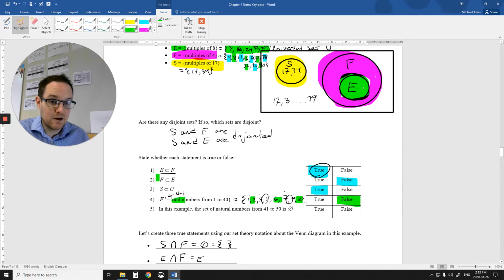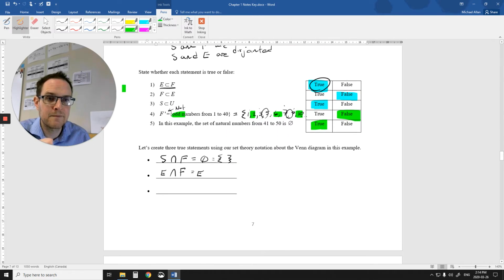In this example, is the set of natural numbers from 41 to 50 considered an empty set? Yeah, in this example, because the universal set was 1 to 40, so 41 and on don't exist in this example. So I would say that's an empty set. It's technically not if you consider the universal set to be all the natural numbers, but they give us limitations here, from 1 to 40. So 41 to 50 are beyond the set. So I would say that's an empty set.